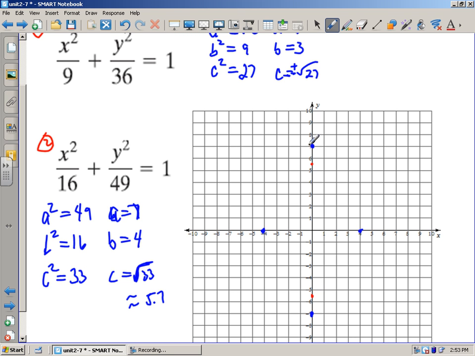And we're estimating our foci, so that's why we go ahead and label it, so we know what we're doing. So this is again 0, square root 33. This time this is at 0, negative square root 33. Okay, what else?